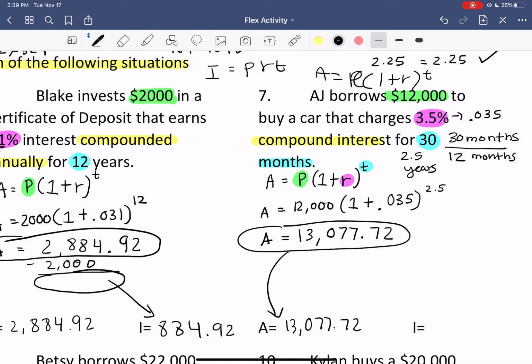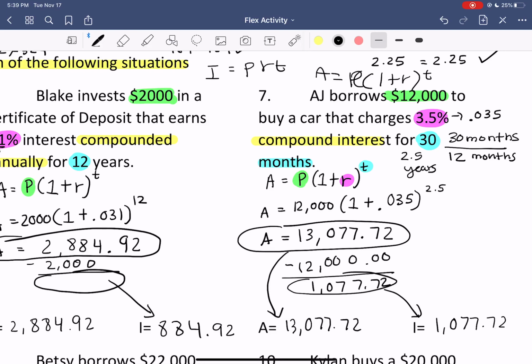And then in order to find our interest, we're going to have to subtract the principal amount that we borrowed. And then what we get here, we will put as the interest that we earned. So we're going to subtract that original 12,000 loan, and we get $1,077.72. So that is our number here.